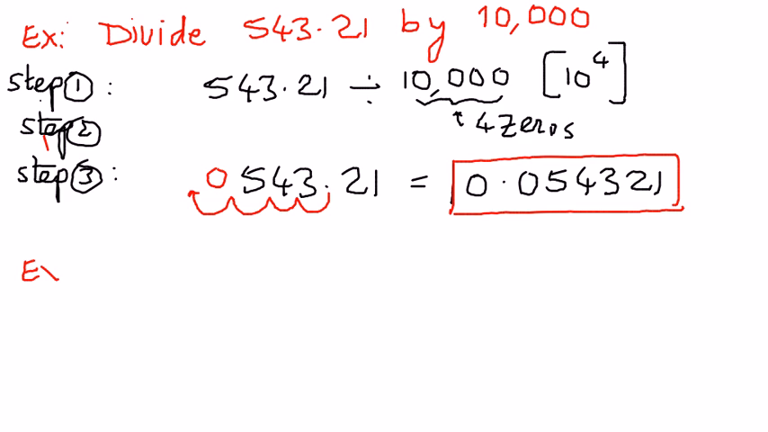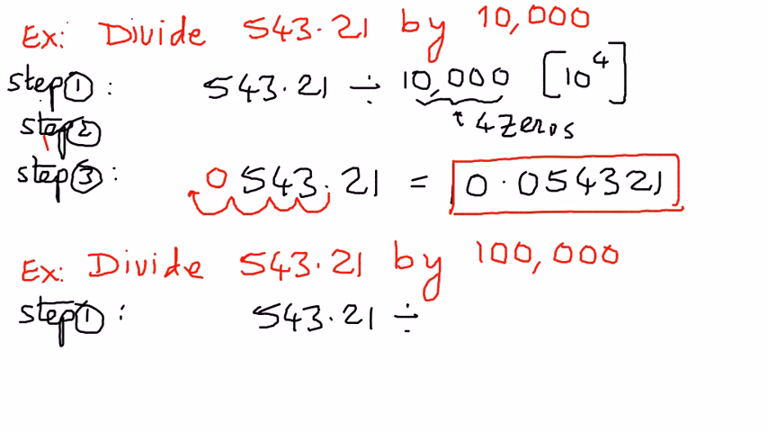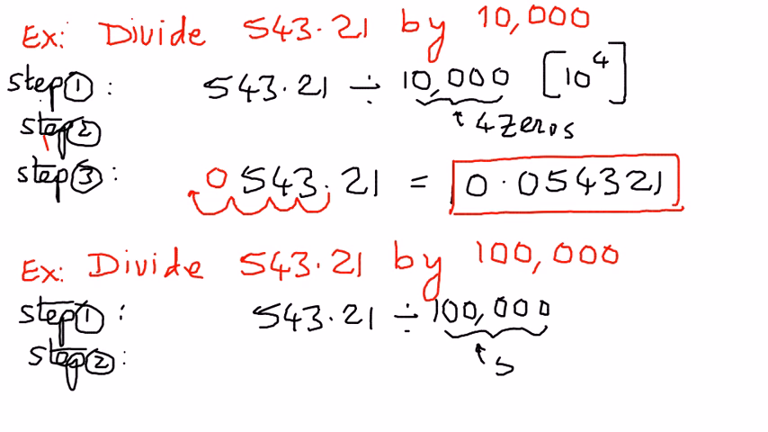If we were to extend the same example with 100,000, this is how it's going to come out. We're going to divide the same number, 543.21, this time by 100,000. Step number one, we write the number down, 543.21 divided by 100,000. In step 2, we want to identify the number of zeros in 100,000. As we can see, there are 5 zeros, or in terms of exponents we can write it as 10 to the power of 5.